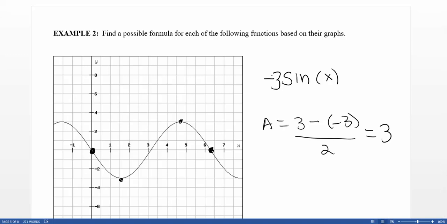Now, again, amplitude is reported as positive, so the amplitude is 3. But the function itself doesn't need to have a positive a. Instead, I need to look at the graph and determine if it was a regular sine graph or it had been rotated. Since it was rotated, the negative needs to go with my sine. So I'm saying that this is the function -3 sine x. You can check this by graphing that on your calculator to make sure it matches what you're seeing here.